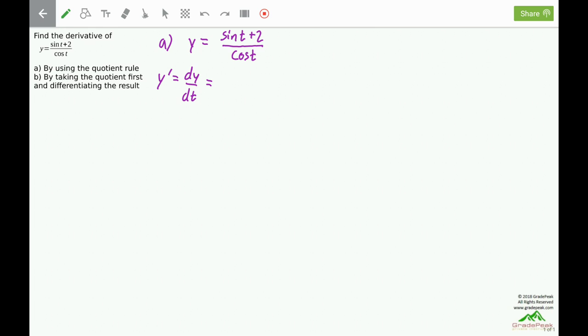Derivative of sine of t is cosine of t. Derivative of the 2, a constant without a t, is a 0, so just cosine of t, times the denominator left alone, so times cosine of t, minus the numerator left alone, sine of t plus 2, times the derivative of the denominator. The derivative of cosine of t is a negative sine of t.